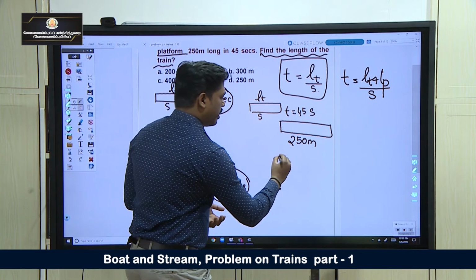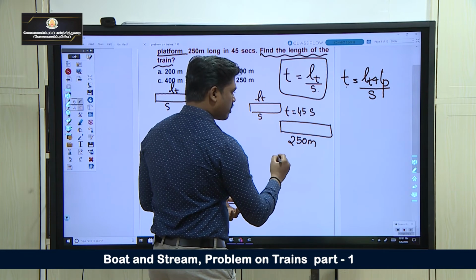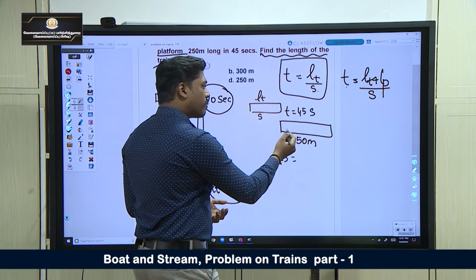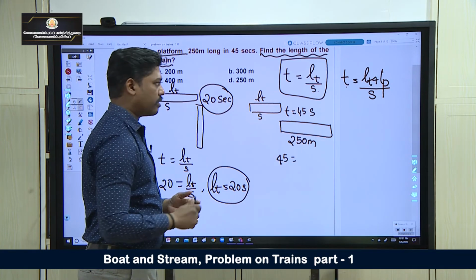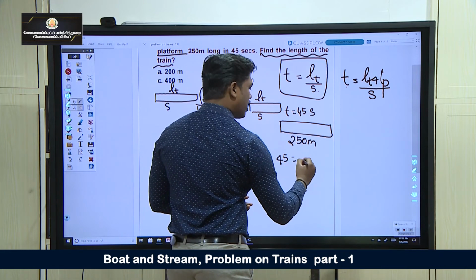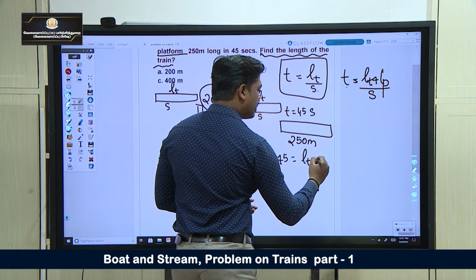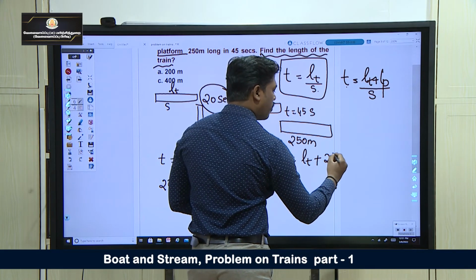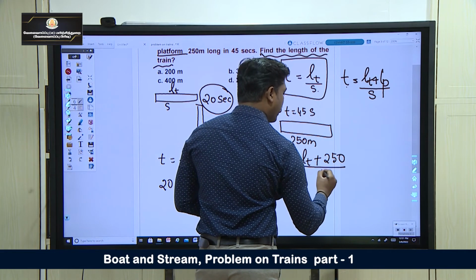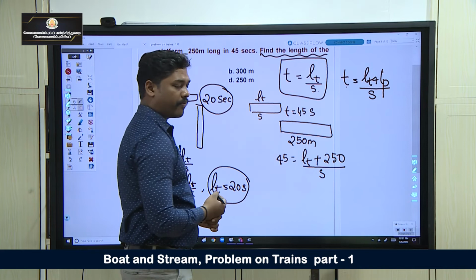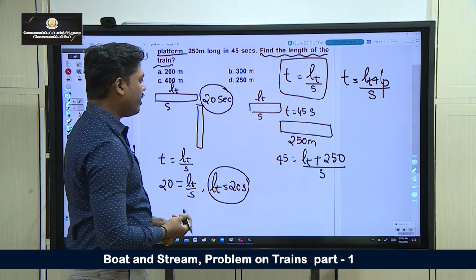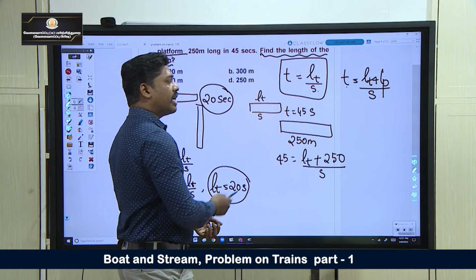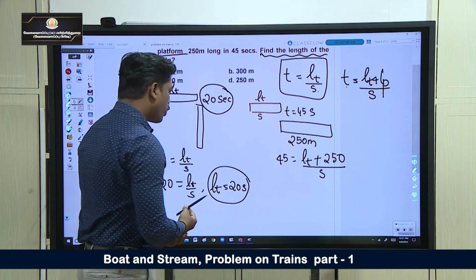Come here. Here the time taken is 45 seconds. Train crosses a platform in 45 seconds. So, length of train is unknown, LT, plus length of platform. Platform length is 250, divided by speed of train here. We are having two unknown variables. But what are they asking? They are asking length of train.